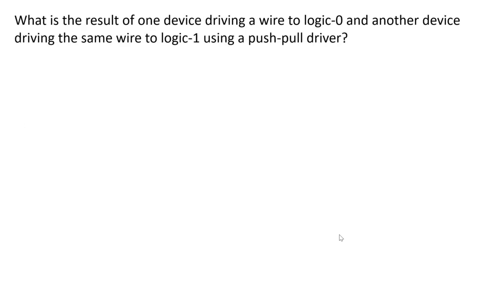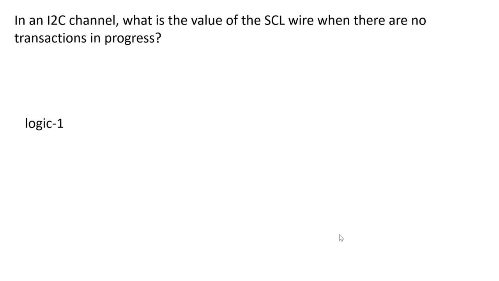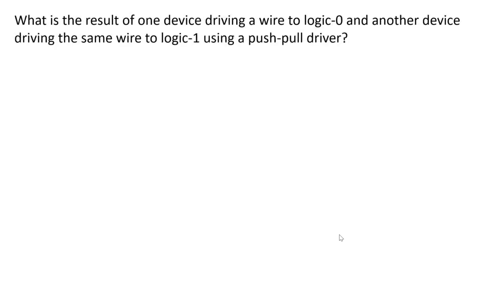Oh, and by the way, if you have multiple pull-up resistors because you have multiple devices on the bus, that will also affect that voltage drop. But that's assuming every device has its own pull-up resistor. What's the result of one device driving a wire logic 0 and the other device driving the same wire logic 1 using a push-pull driver? Ah, that's bad. That's undefined. You're probably going to end up with something in the forbidden zone, halfway between 0 and VDD.